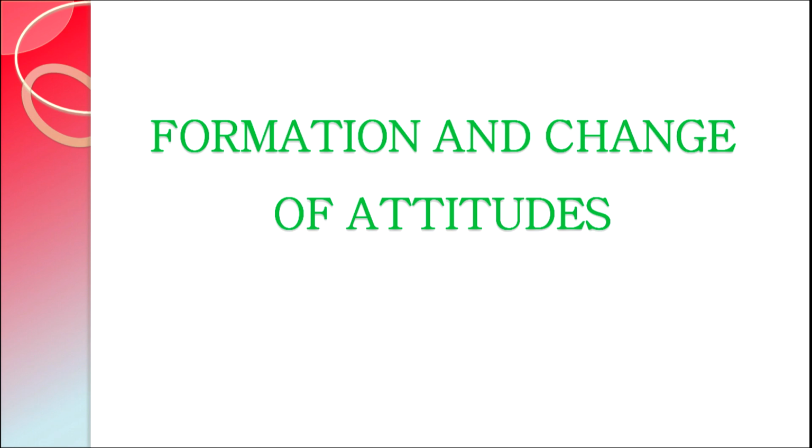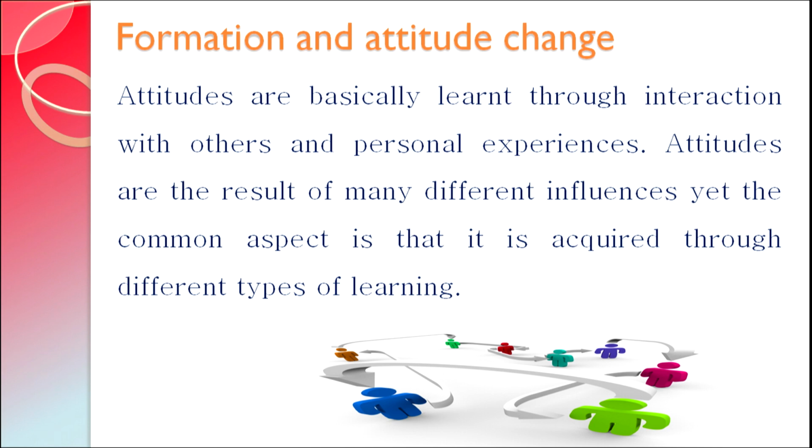Apart from this, we must also know how attitudes are formed and whether we can change attitudes or it is not possible to change. Let us first of all discuss how attitudes are formed. Attitudes are basically learnt through our interaction with others. Attitudes are the result of many different influences, yet the common aspect is that they are acquired through different types of learning, because you might have observed how a young child learns. The young child learns the various attitudes towards the objects or events in the environment from the family members.